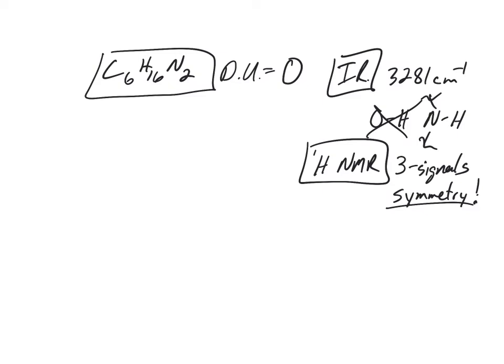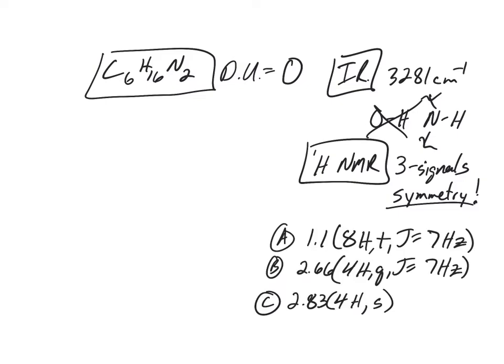Good. Now let's look at those peaks. Let's look at what those peaks are. I'll write them out. What I've done is copy from Sapling the 3 signals, the peak frequencies from the NMR, and I've labeled them A, B, and C.